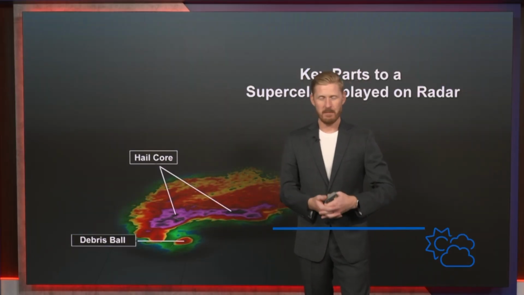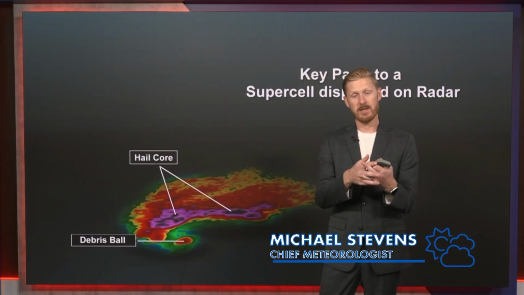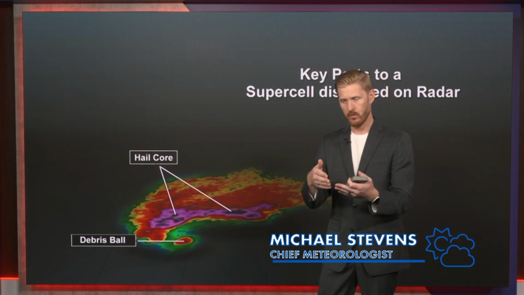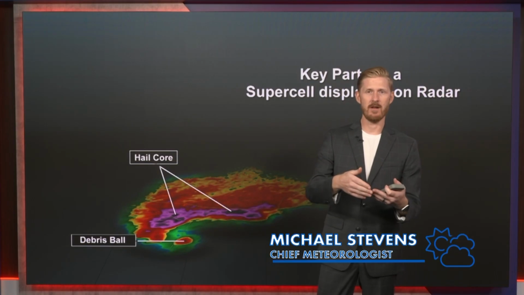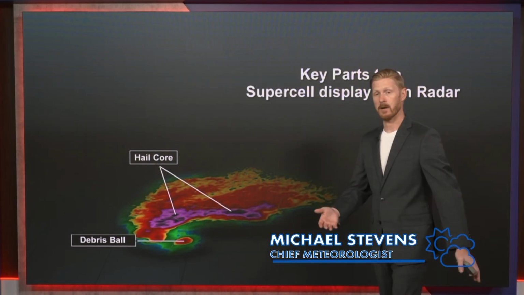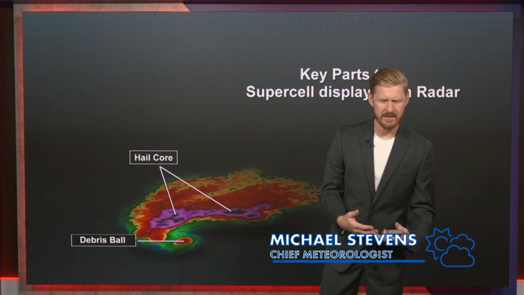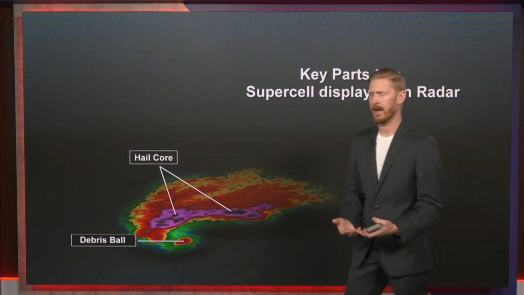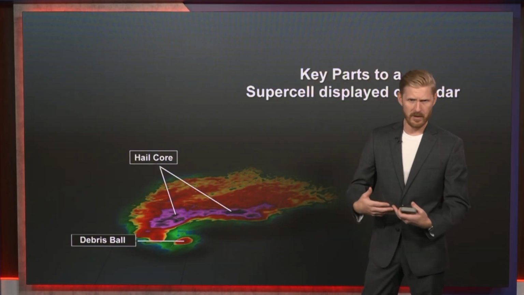I am Chief Meteorologist Michael Stevens, and today we're going to tell you how to see a supercell and identify a tornado with reflectivity on radar. It's not very easy. That's why we show you velocities. It's easier to pick up rotation that way and also see where a tornado might be on the ground.